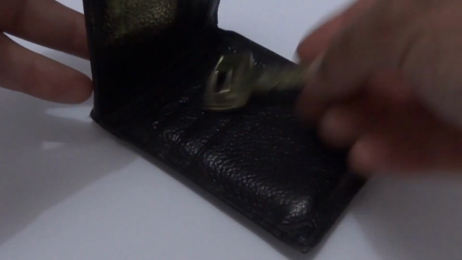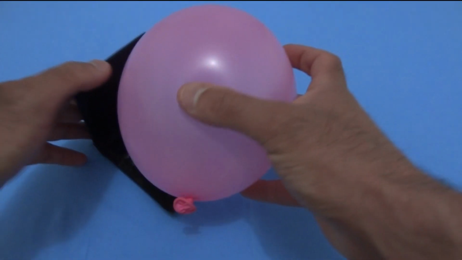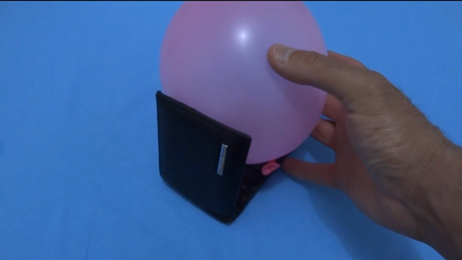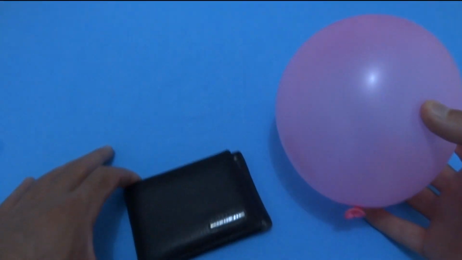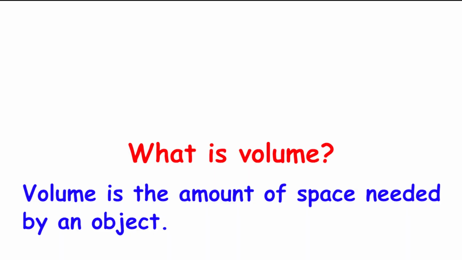A key occupies a small space, so I'm able to put it in my wallet, while this balloon occupies a large space, so it doesn't fit in my wallet. What am I talking about? I'm talking about volume. So what is volume? Volume is the amount of space needed by an object.